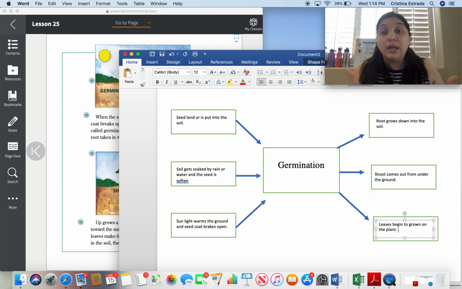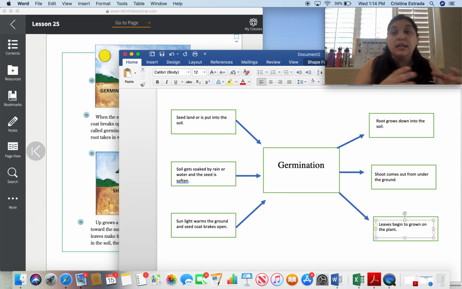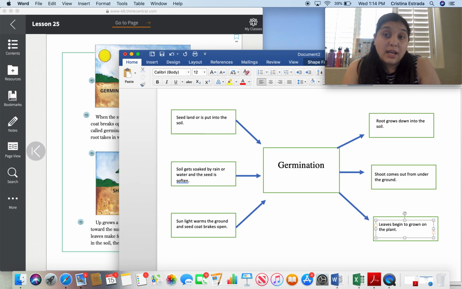So I hope you were able to follow along with what a cause and effect is, and maybe you have your own ideas after reading the story of something that causes or affects something else. So go ahead and share it with someone at home, a pet, or again, even your stuffed animal.